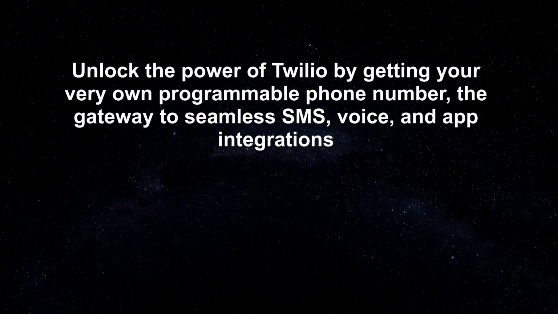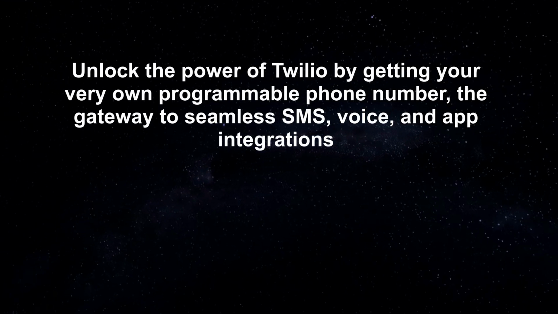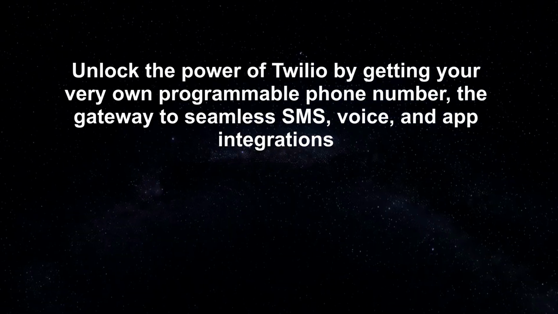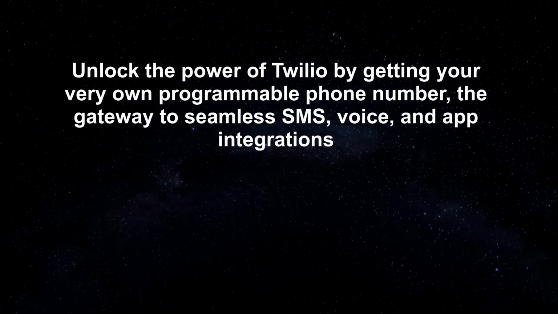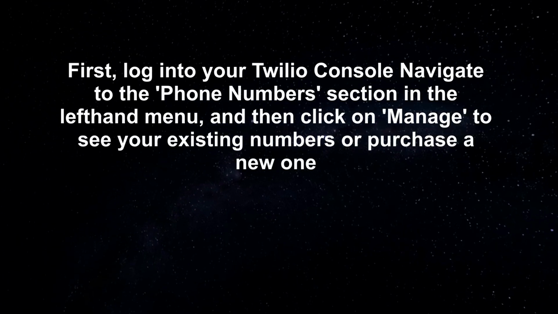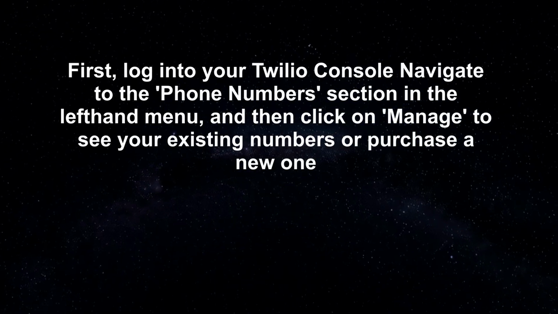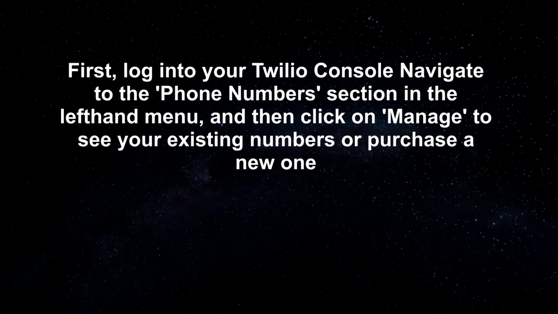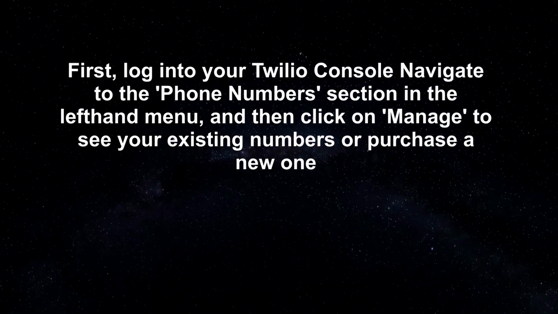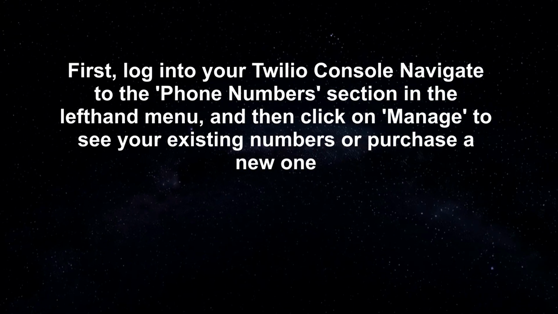Unlock the power of Twilio by getting your very own programmable phone number, the gateway to seamless SMS, voice, and app integrations. First, log into your Twilio console, navigate to the phone number section in the left-hand menu, and then click on Manage to see your existing numbers or purchase a new one.